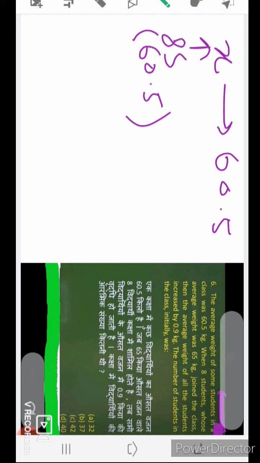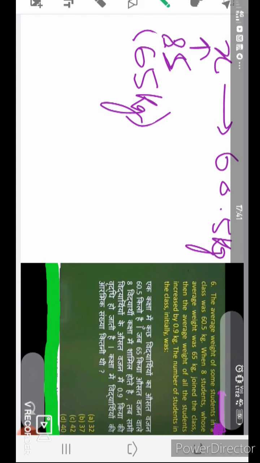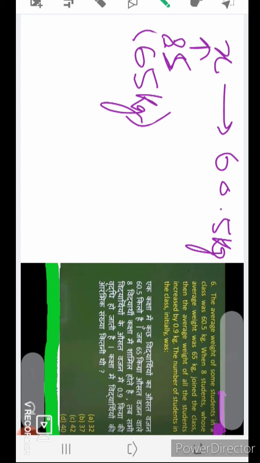When a student whose average weight was 65 kg is given. Sorry, my mistake, this is 65. Okay, the average weight of 8 students is given as 65 kg, and this is 60.5 kg. When 8 students joined the class, then the average weight of all the students increased by 0.9 kg. It means that this is plus 0.9. The number of students in the class initially was, and we have to calculate the value of x.